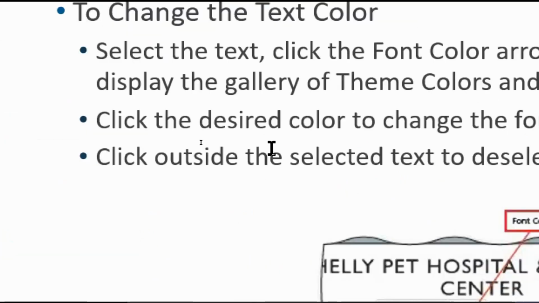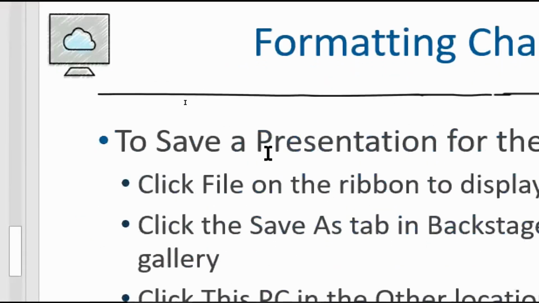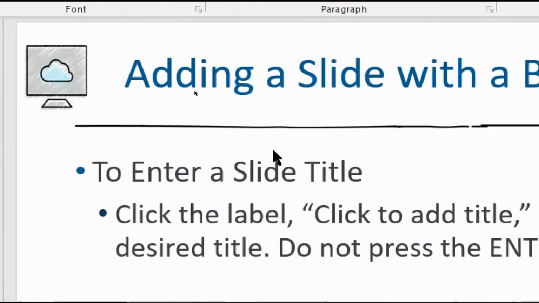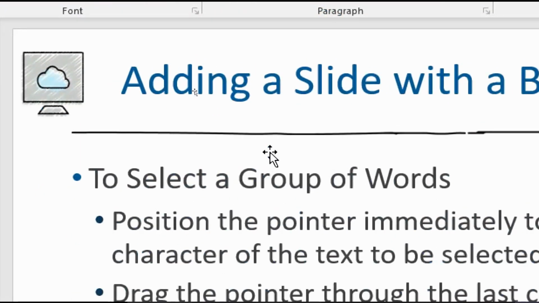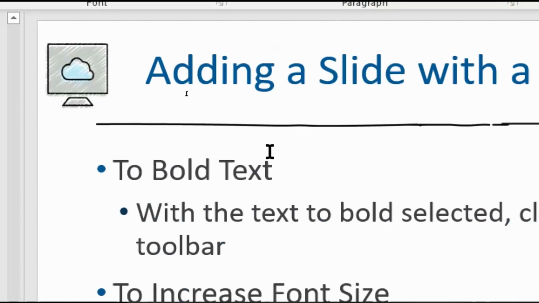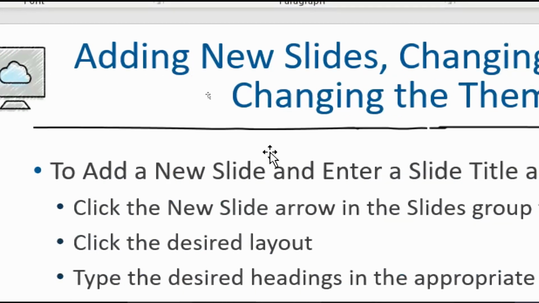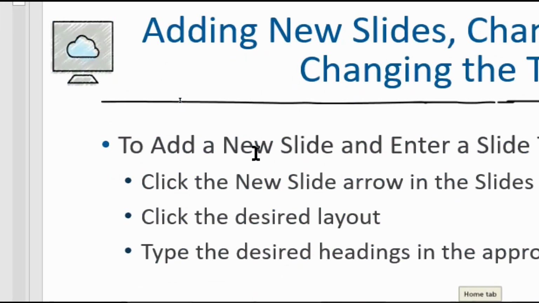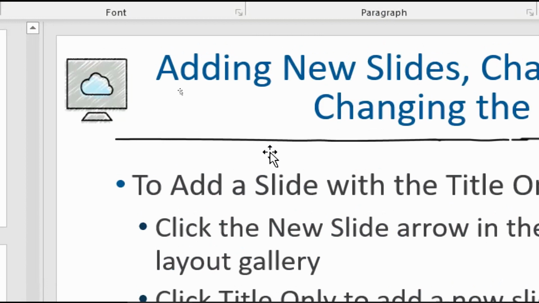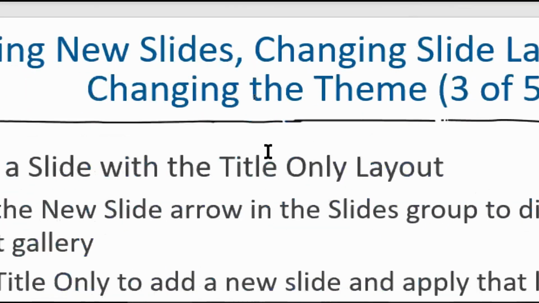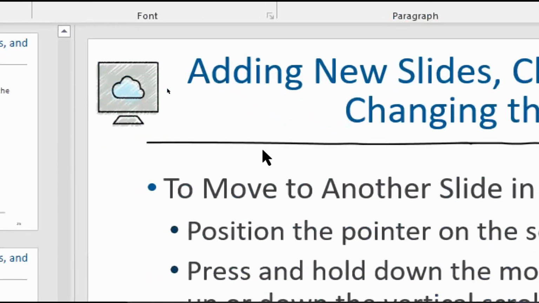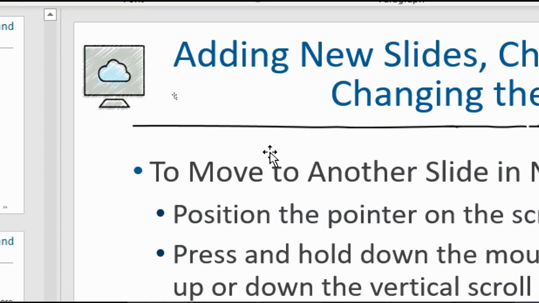All right, what else have we got left to cover? Saving. New title and content slides, yes. Slide titles, text placeholder. Yeah, you can see that this is a lot of repeated content. Changing the theme, we've already seen how to do that. Changing it after you've set it initially, it works exactly the same.